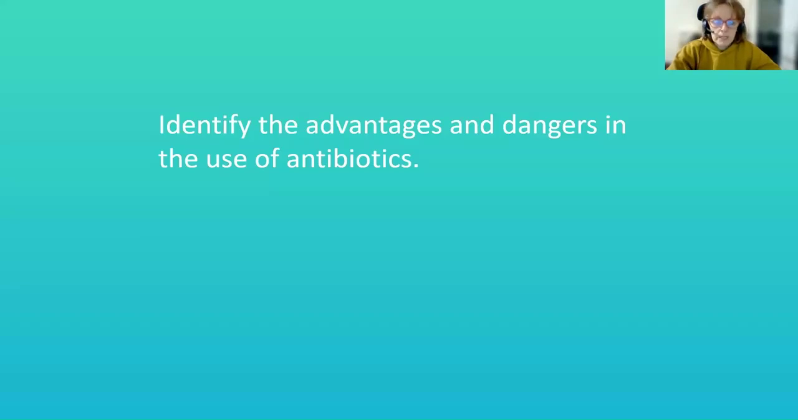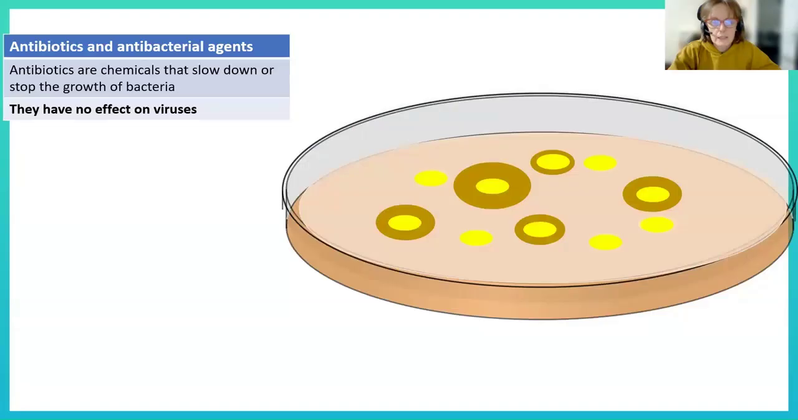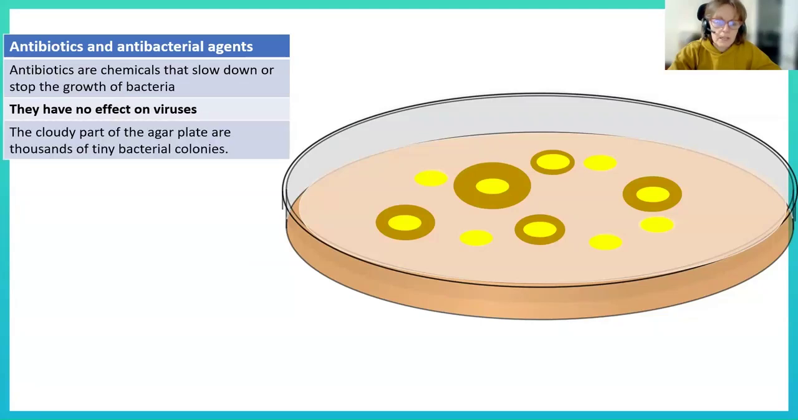Now we're going to have a look at some of the advantages and disadvantages of the use of antibiotics. Antibiotics are chemicals that slow down or stop the growth of bacteria. They don't affect viruses. This is a Petri dish, and what you can see there is that sort of light colour is what we call a lawn of colonies. It's lots of tiny little dots of bacterial colonies. They're so close together that it looks like a complete lawn. And so that's thousands of tiny dots of bacterial colonies.